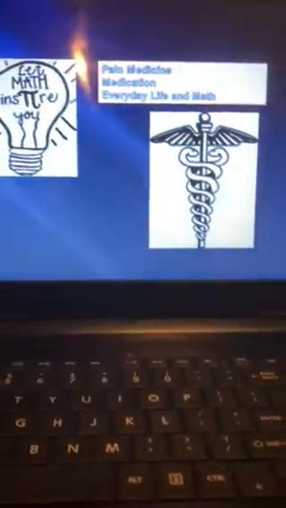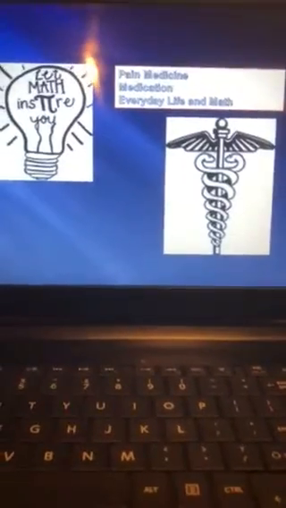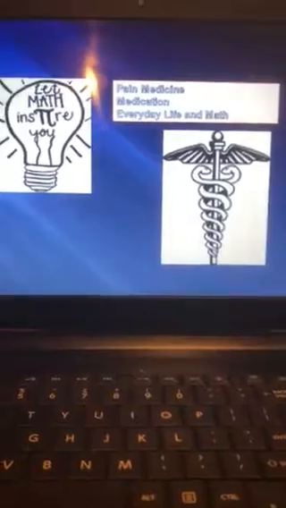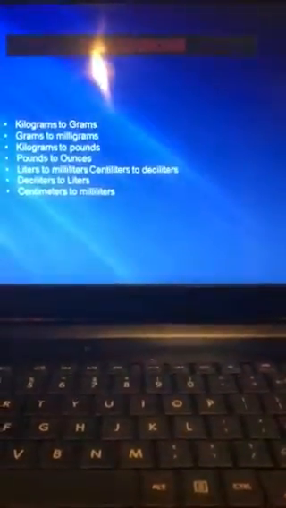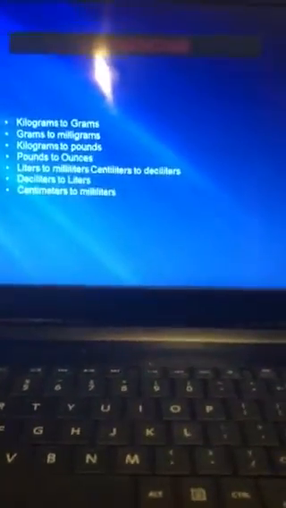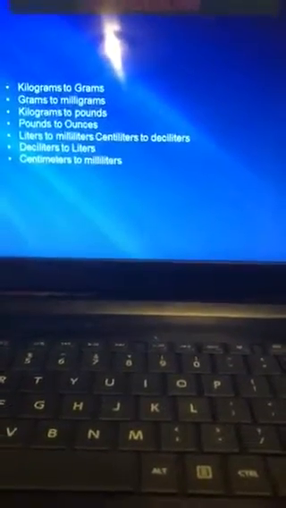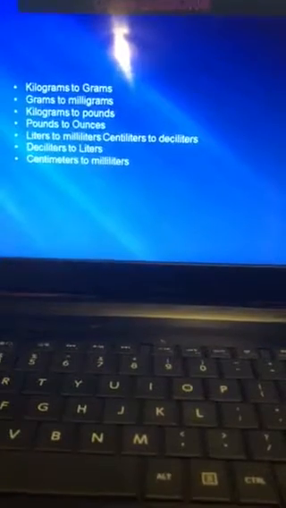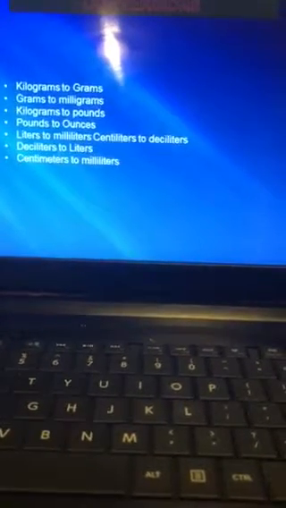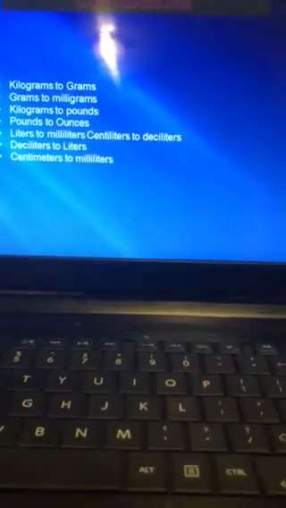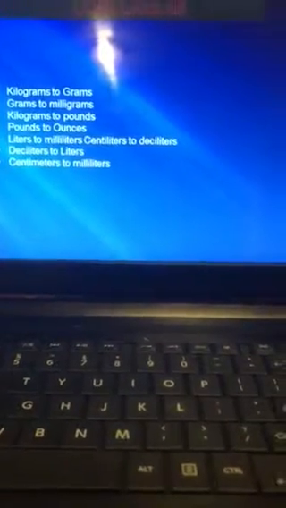So, math and medicine. I'm going to be specifically talking to you today about pain medication in your everyday life, along with math. The first thing you need to know is how to convert. So conversions are very important. You want to know your kilograms to grams, grams to milligrams, kilograms to pounds, pounds to ounces, liters to milliliters, centiliters to decimeters, and deciliters to liters, centimeters to millimeters as well.